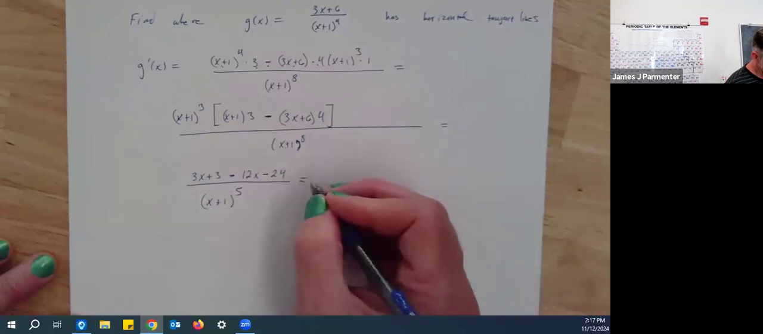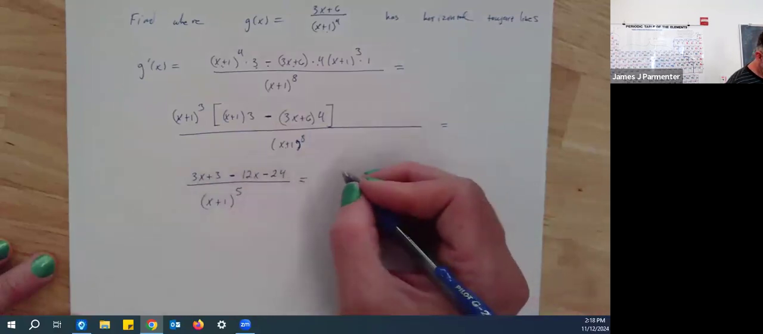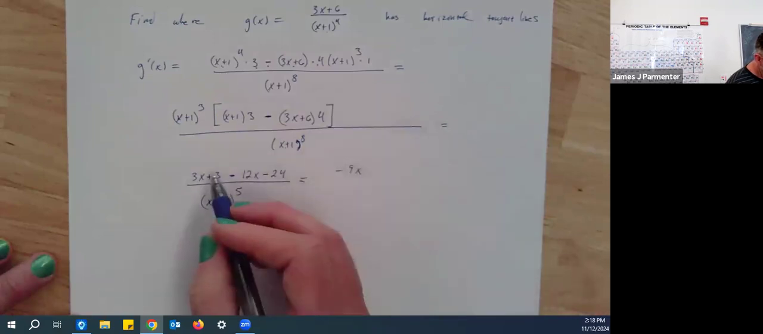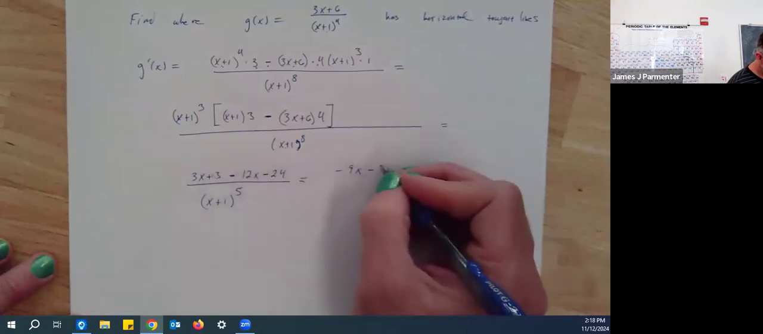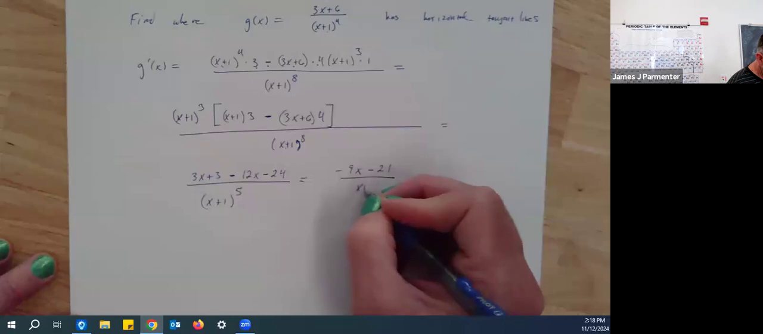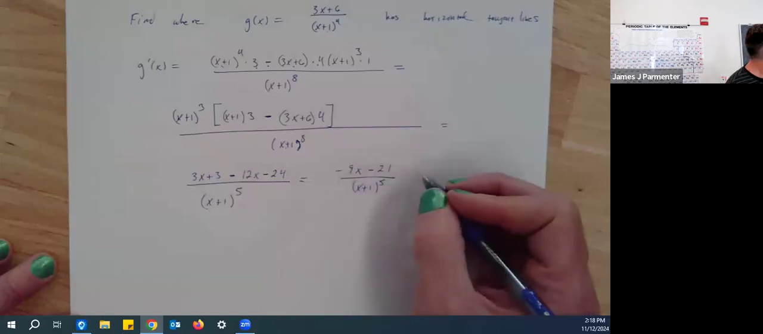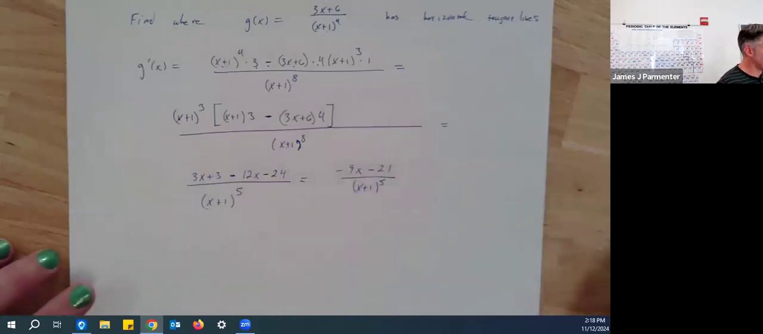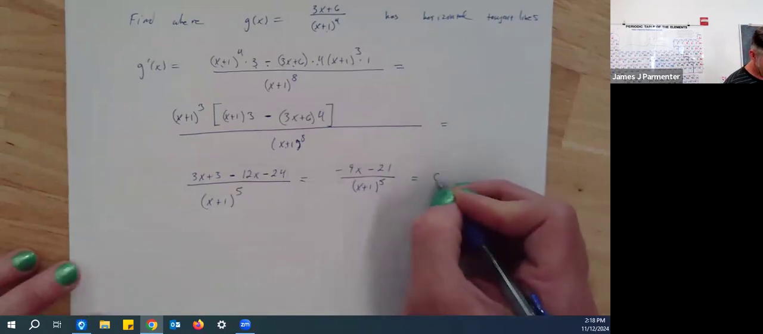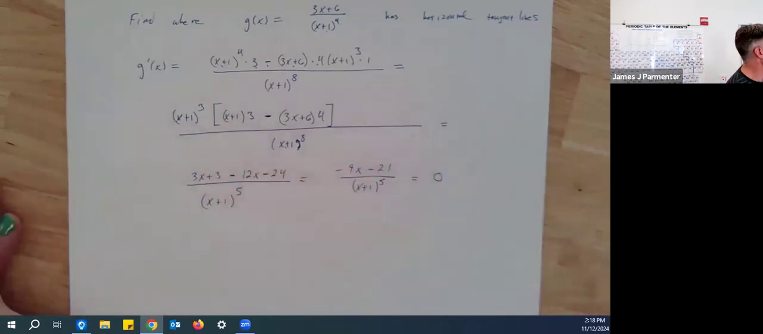And simplifying it one step further, we have 3x minus 12x is negative 9x. 3 minus 24 is negative 21, all over x plus 1 to the 5th. And now that's much, much easier to set equal to 0 and solve for x. So we're only going to get one solution here.